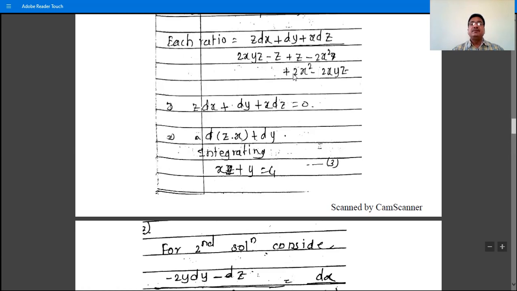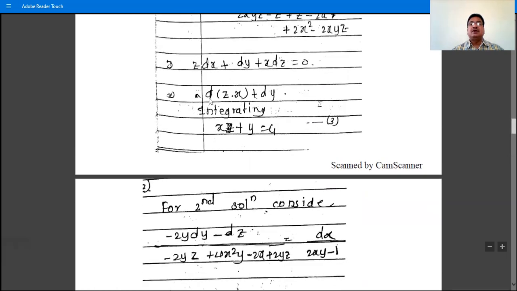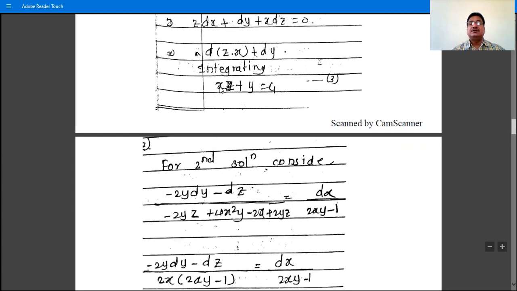If we add all these terms, we have the answer 0, and therefore z dx + dy + x dz = 0. Now z dx + x dz is the derivative of z times x, and dy stays as it is. Then integrating, we have xz from the integration of d(xz), plus the integration of dy, which is y, equal to a constant of integration c1. So this is equation number 3.